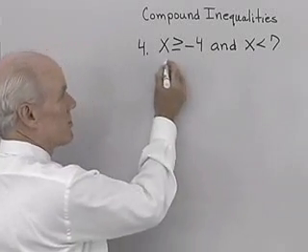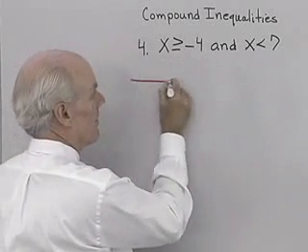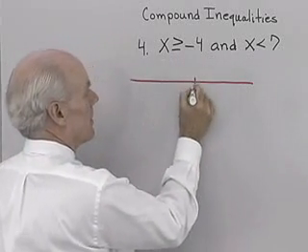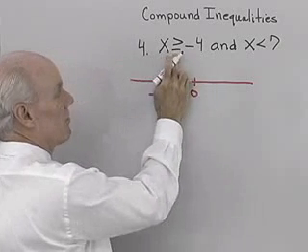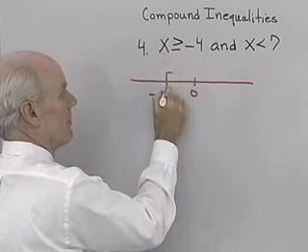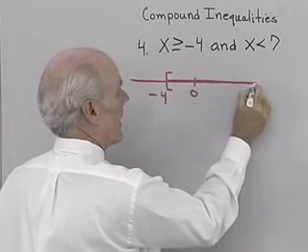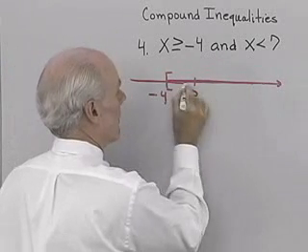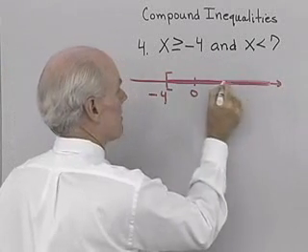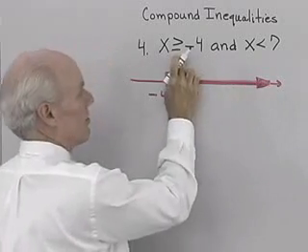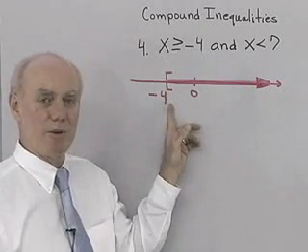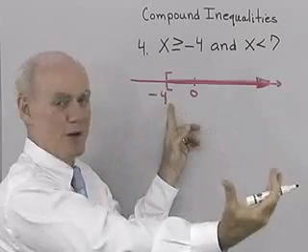So let's use our same procedure, though, and graph this inequality. Let's see, I'll put in 0 for reference. Negative 4, I want x greater than or equal to negative 4. So from here all the way out here. So let's graph that this way. So here's my solution set for my first inequality. x is greater than or equal to negative 4. So from negative 4 all the way on out.